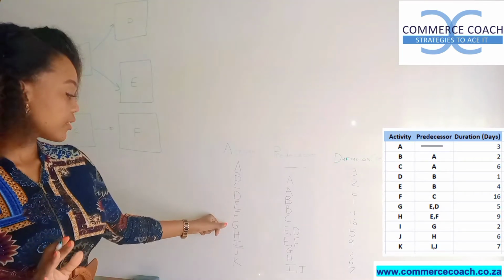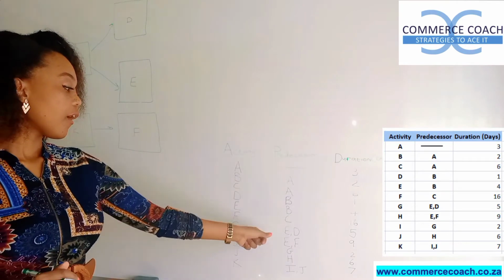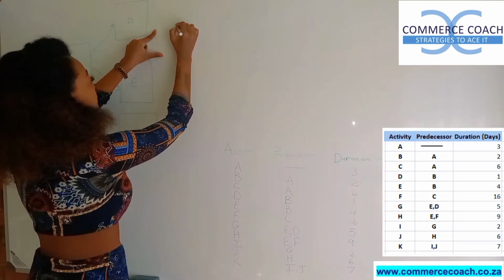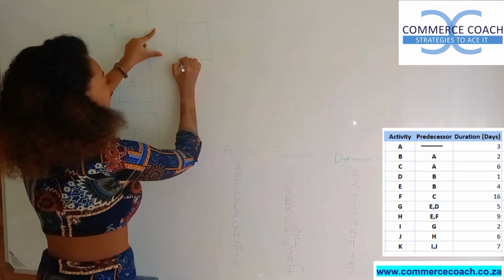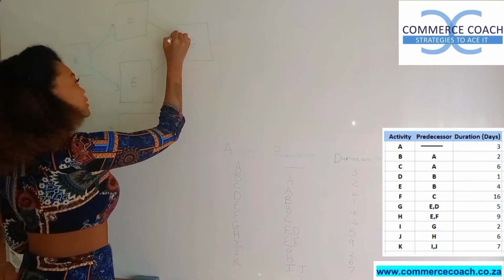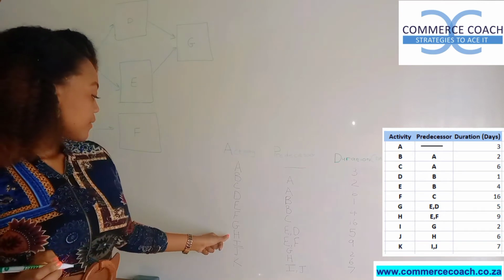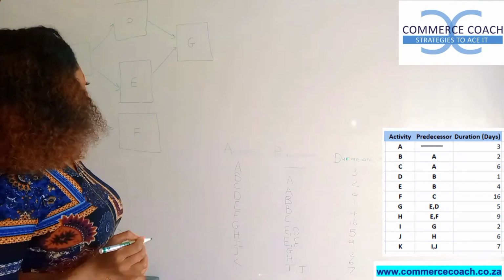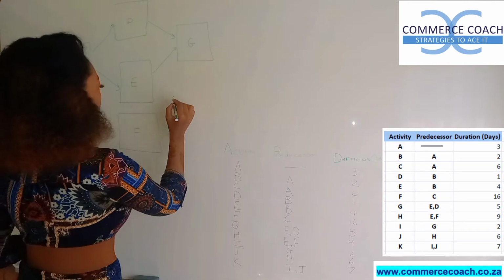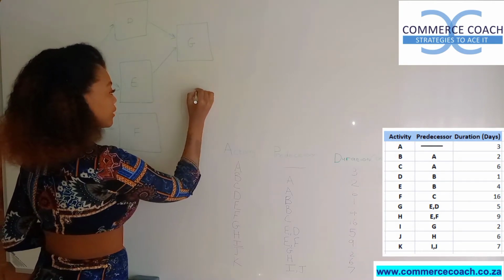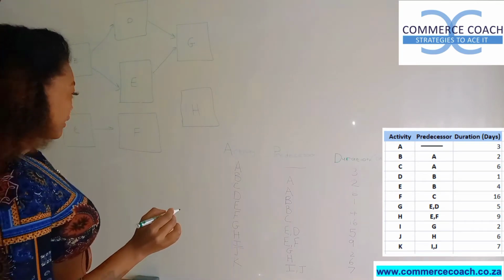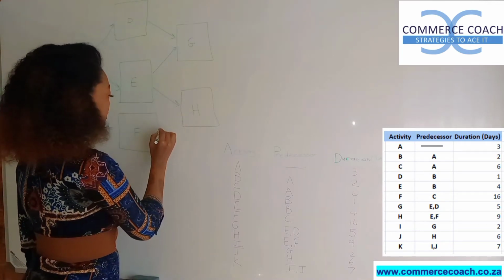Okay, now we can move to activity G, and the predecessors for G are E and D. So we can draw G over here. And the predecessors are E and D. Activity H's predecessors are E and F, which are over here. So that means we are going to draw activity H over here. And the predecessors are E and F.